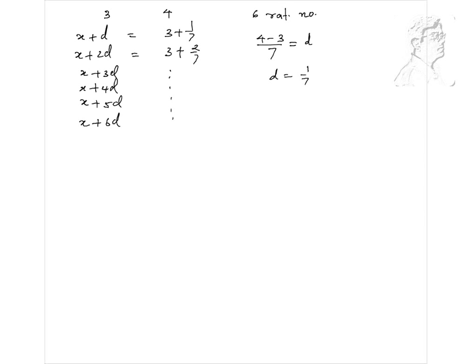Sir, 3 1 by 7, 3 2 by 7, 3 3 by 7, 3 4 by 7, 3 5 by 7, 3 6 by 7. Can't you simplify? For example, this one will be 21 plus 1, 22. Like that, can you simplify others also? Sir, 23 by 7, 24 by 7, 25 by 7, 26 by 7. I hope others are also getting the same. Very well. Any questions? Let me know.